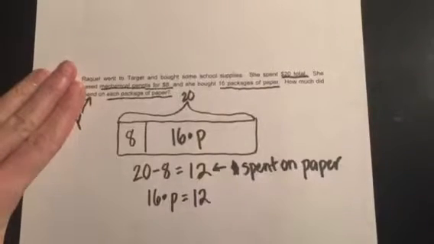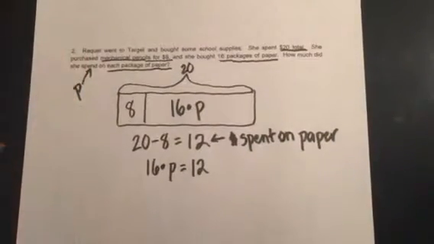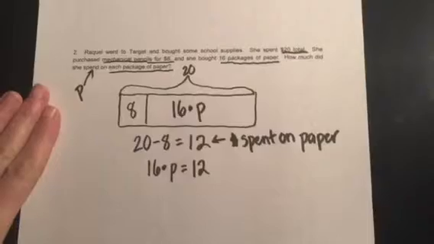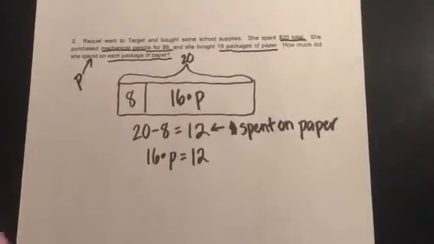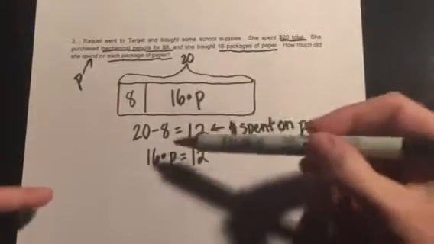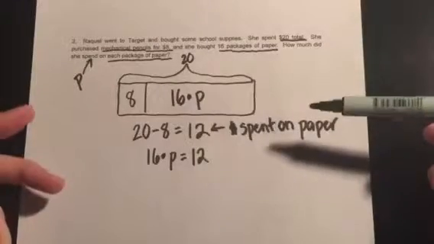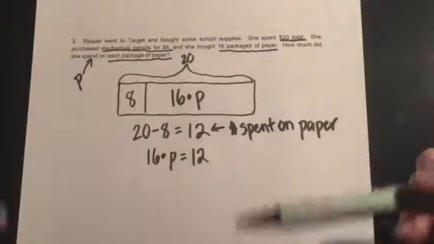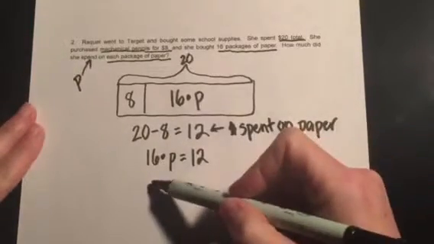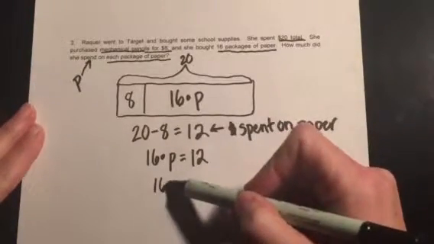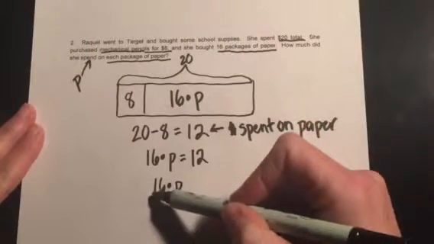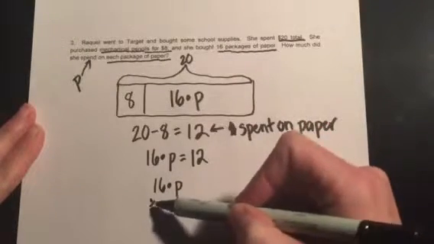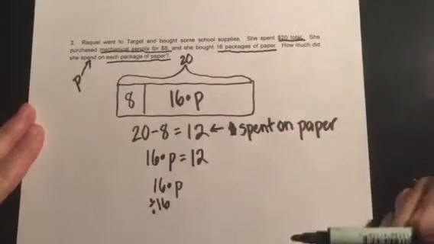Unfortunately, this particular problem doesn't pop out and go, oh, I know what that is. So we actually have to do a little equation solving. The idea is to get P by itself so we know what P equals. And since P is being multiplied by 16, we want to undo that multiplication. And we're going to do that by dividing. So we're going to take this whole side, 16 times P, and we're going to divide it by 16.